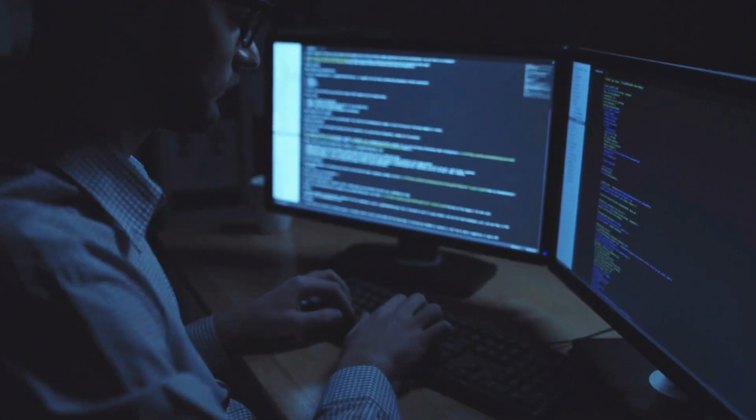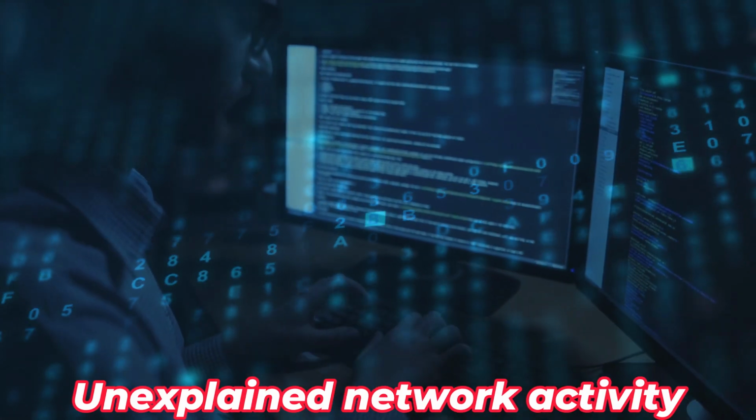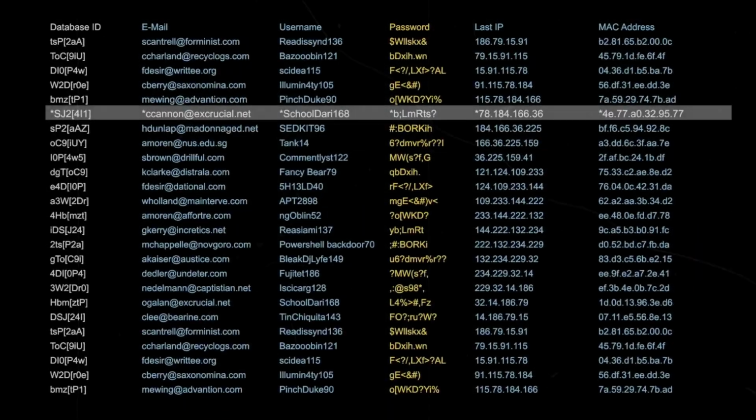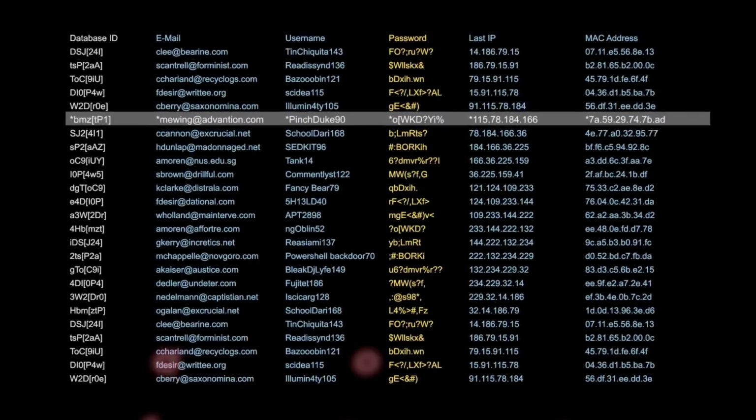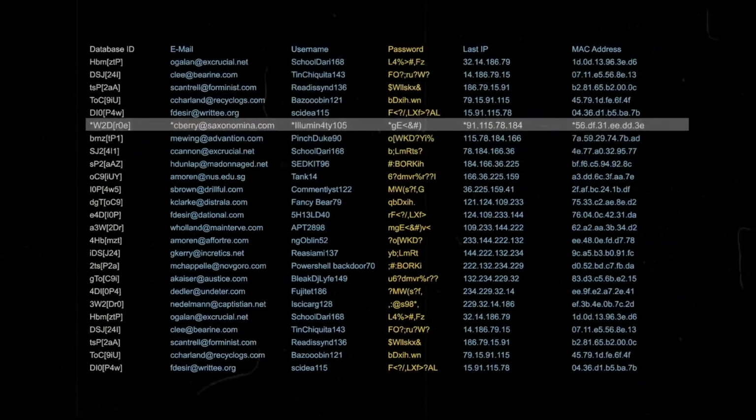Spyware and keyloggers. Spyware and keyloggers silently monitor your activities and collect sensitive information. Look out for unusual system slowness, unexplained network activity, and the presence of unfamiliar processes or files as signs of a spyware or keylogger infection.